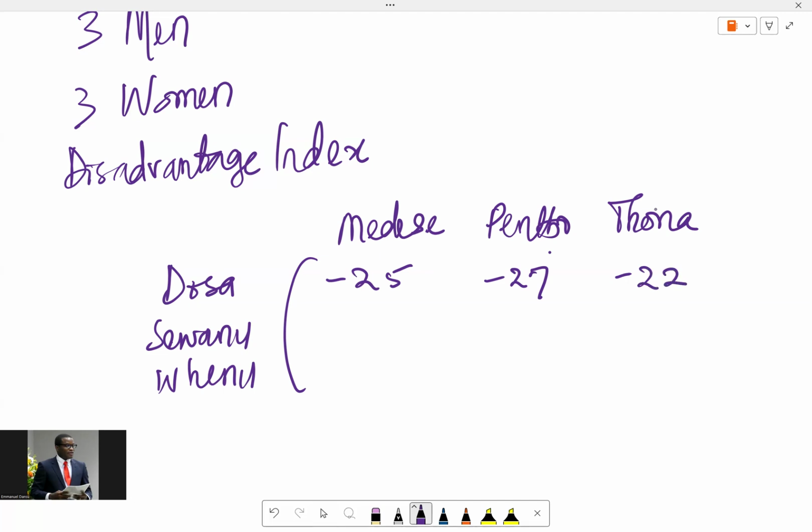Between Sewanu and Medese, it is minus 19. Between Sewanu and Bendo, it's minus 18. Between Sewanu and Dona, it is minus 17. Then between Huinu and Medese, it's minus 24. Between Huinu and Bendo, the disadvantage index is minus 22. And between Huinu and Dona, the disadvantage index is minus 20. So we have this.